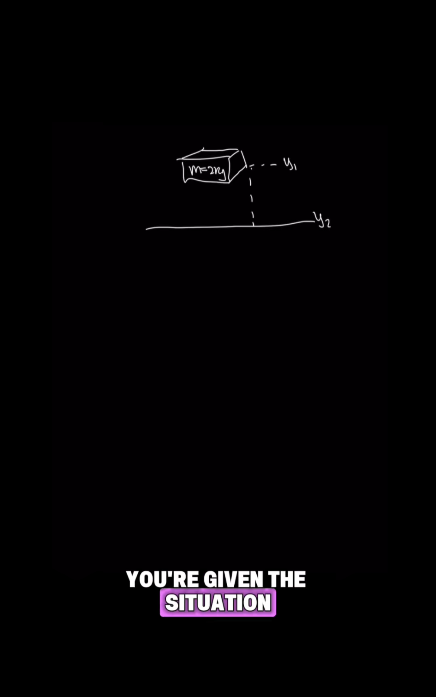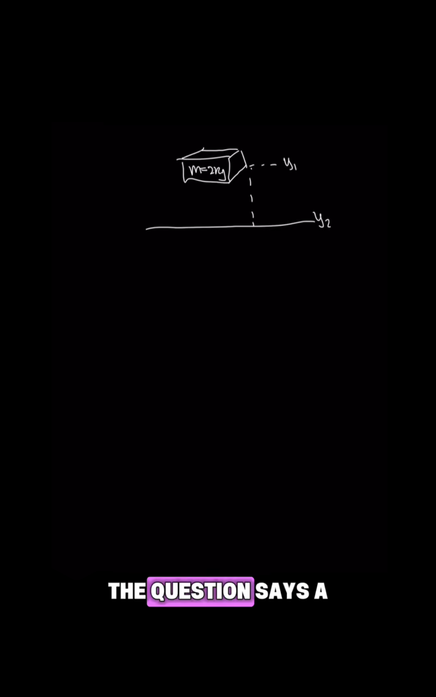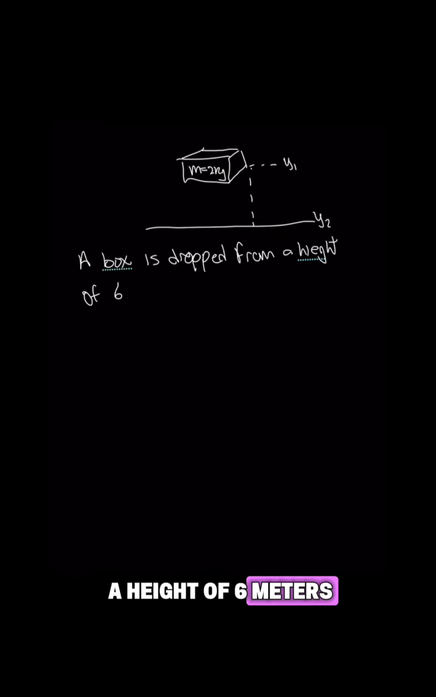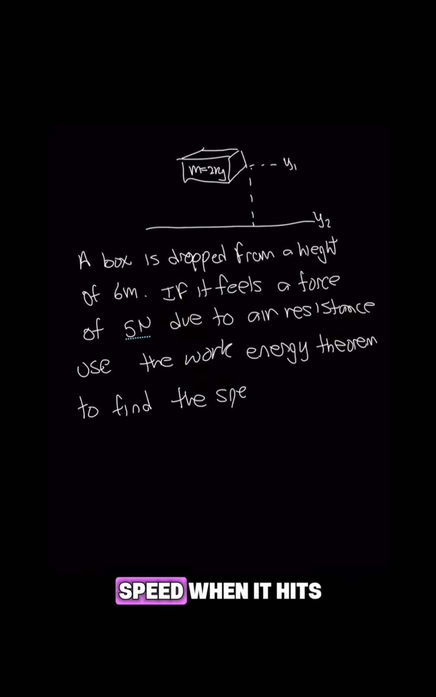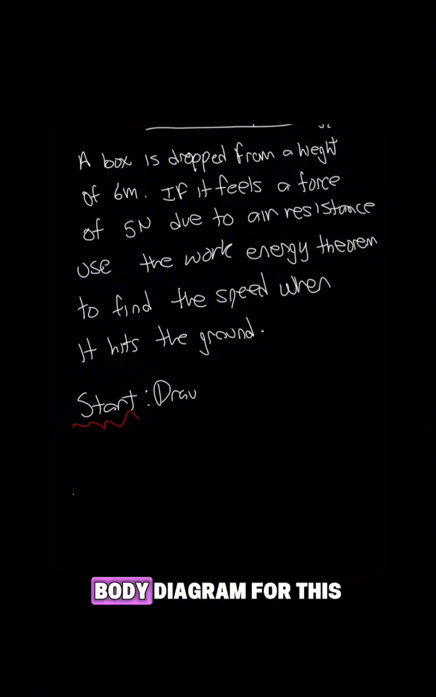Alright, so let's say you're given the situation of a mass falling from a height. The question says a box is dropped from a height of 6 meters. If it feels a force of 5 newtons due to air resistance, use the work energy theorem to find the speed when it hits the ground.